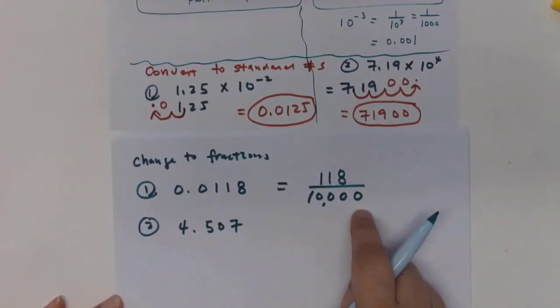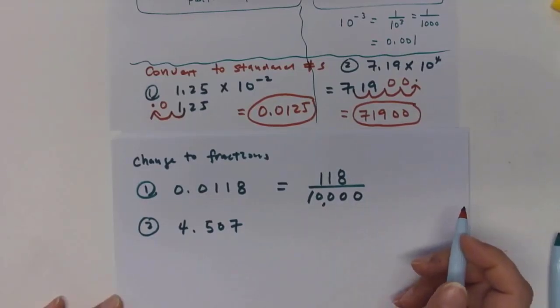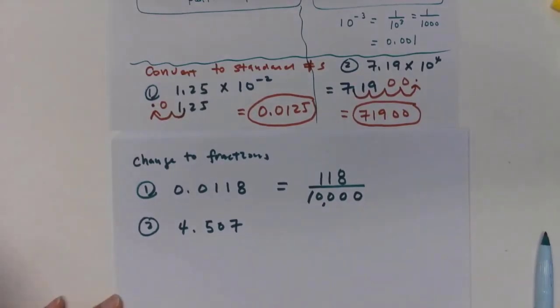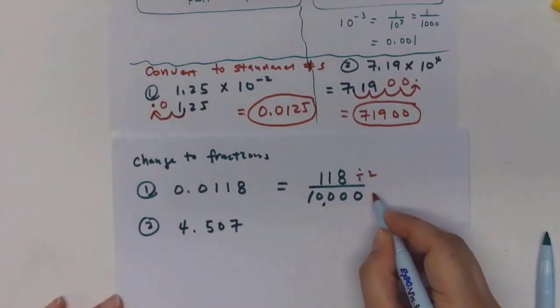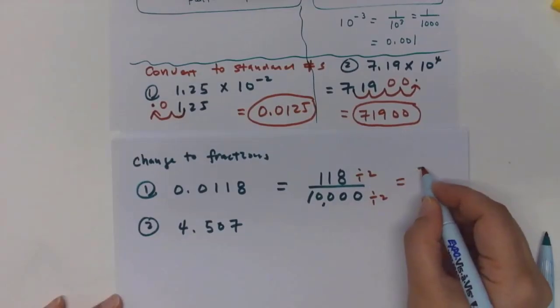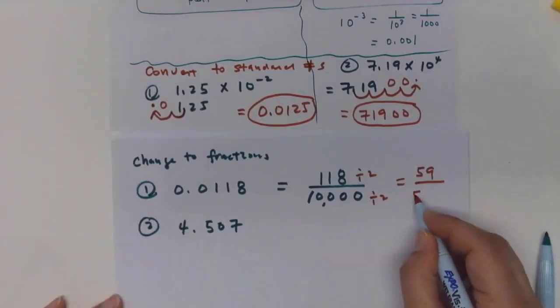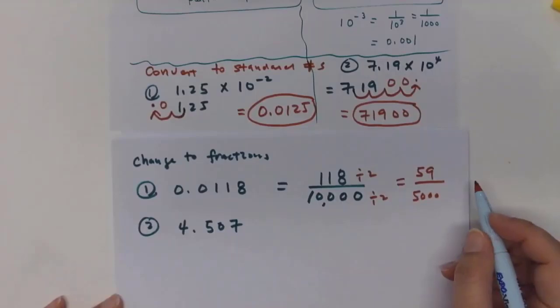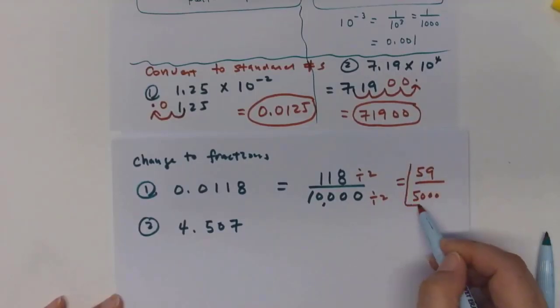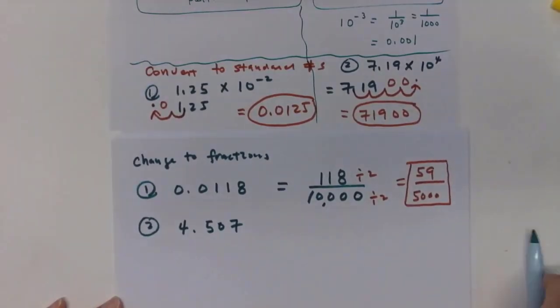And can I leave this as my final answer? No. This can be reduced by 2, okay? So divide by 2, what do we get? 118 divided by 2 is 59 over 10,000 divided by 2 is 5,000. Final answer? Probably. It's 59. I think it's a prime number. Any question for that? Okay, how about the second one?